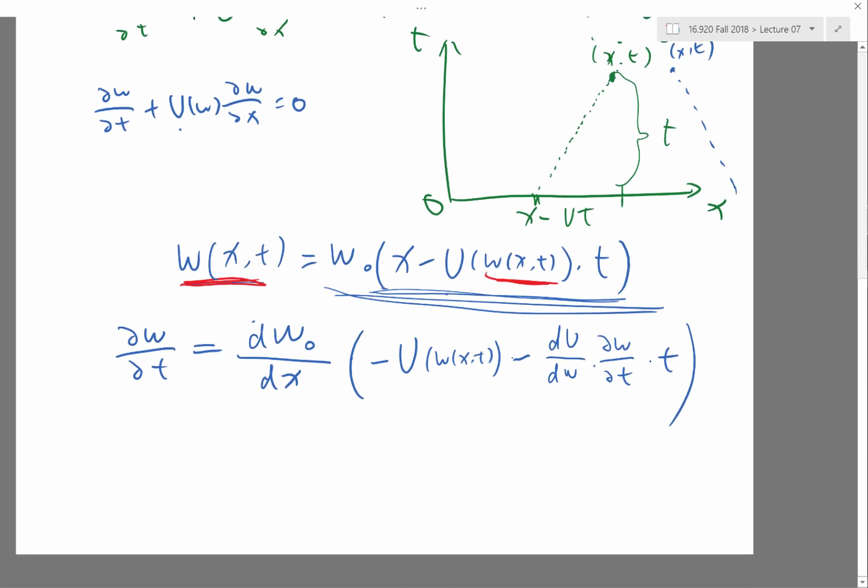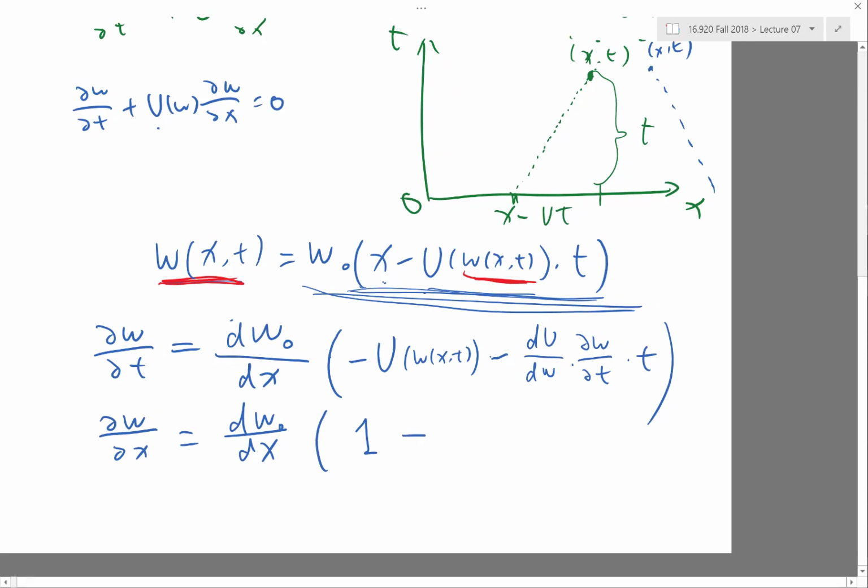On the other hand, partial w partial x can be computed the same way. This is dw0 dx, and again I have two terms. The first term is the dependence on this x, which is 1, right? The second term is because u also depends on x, and that is minus du dw partial w partial x times t.